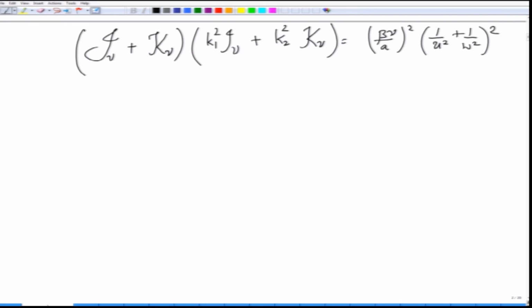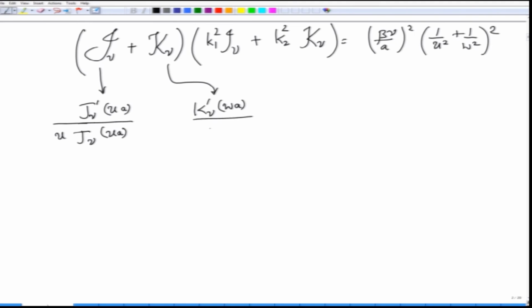You see that this is the solution where of course J nu is actually given by another complicated expression, J nu prime of U A divided by J nu of U A. There is also a U that is getting multiplied. K nu is given by K nu prime, which is a derivative of the Bessel function with respect to the argument. So K nu prime W A divided by W into K nu times W A. And similarly here J nu is this one and K nu is this one. So you can substitute all this and then try to solve this equation.